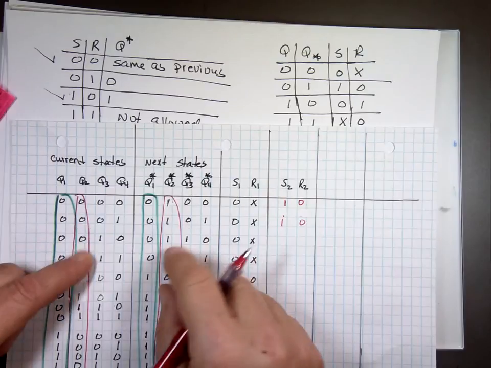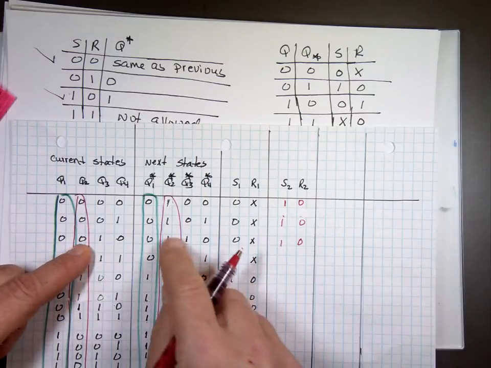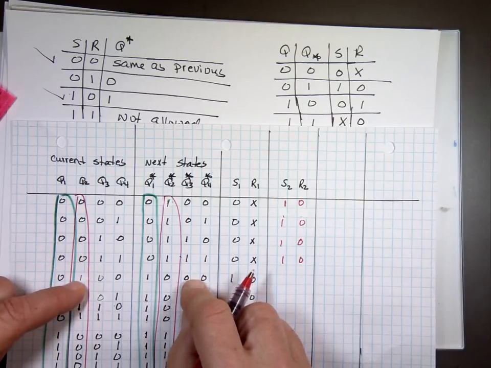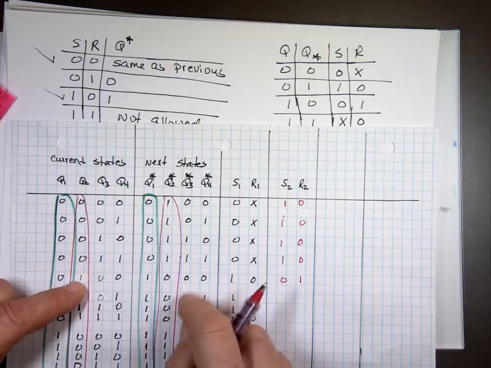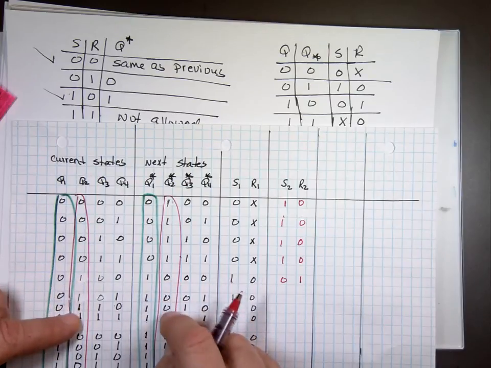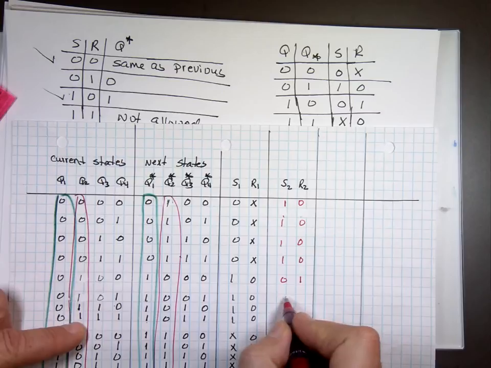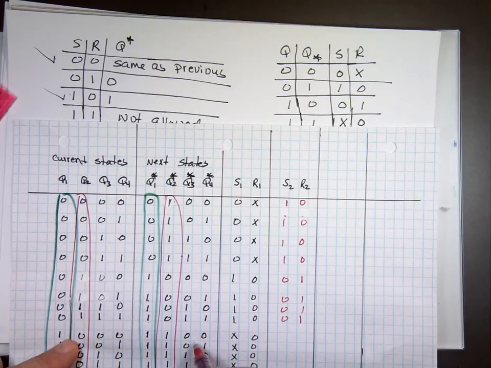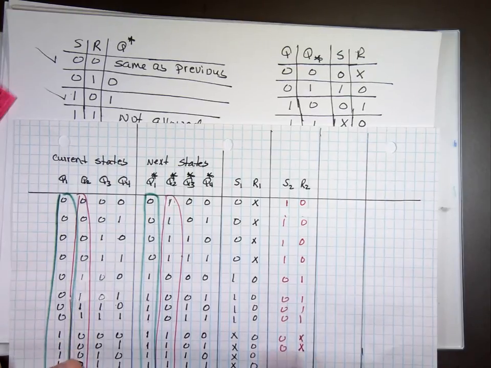0 to 1, 1, 0. 0 to 1, 1, 0. 1 to 0, 0, 1. 1 to 0. 1 to 0. 1 to 0. Is that 0, 1, 0, 1, 0, 1? Next group, 0 to 0. 0 and don't care. 0 and don't care. Then 0 to 1, 1 and 0. 1 and 0. And the last one, 1 to 0, which is 0 and 1.